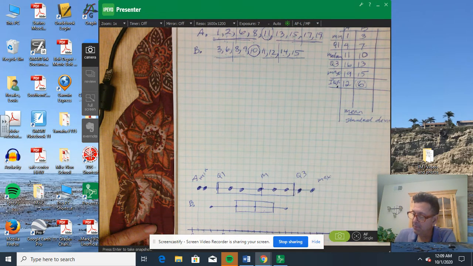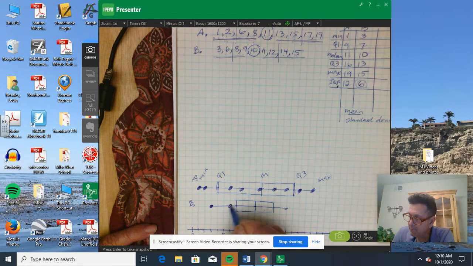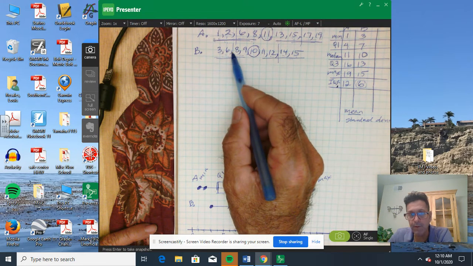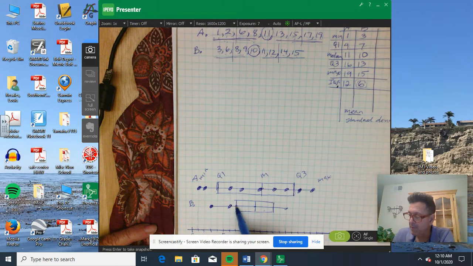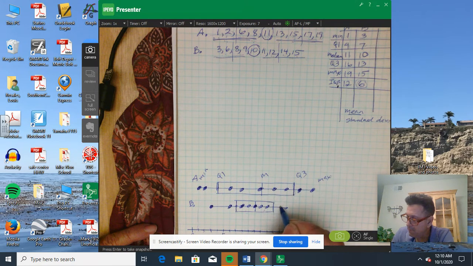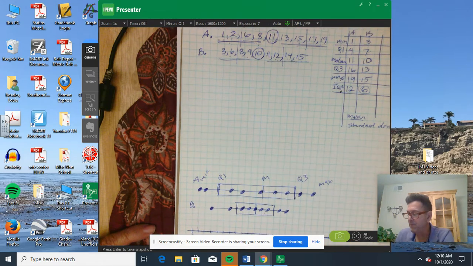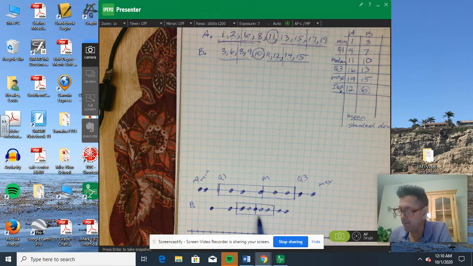Now, on this one, we got 3, 6, 7. There's not actually a number here, because remember up here, there's not a number here. There's no 7. That's just our boundary. And there's 8, 9, 10, 11, 12, 14, 15. Okay, so as you can see, these are spaced out much more, right? So that's what we're talking about literally when we talk about a measure of spread. These are spread out, these are not.